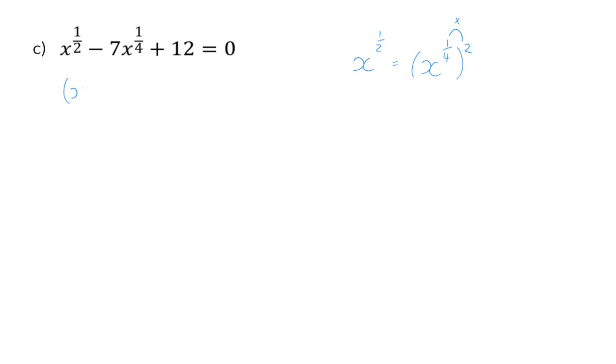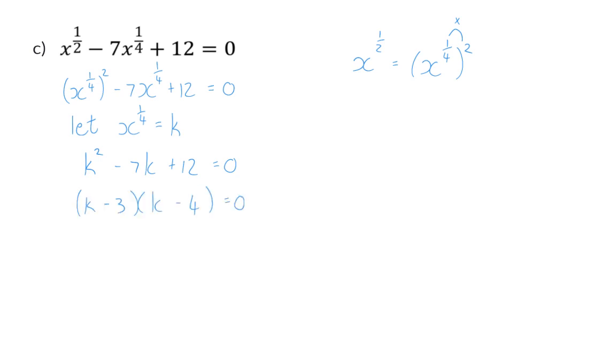Therefore, my first step will be to write x to the power of a quarter, to the power of 2, minus 7x to the power of a quarter, plus 12 equal to 0. Now, just for the moment, I'm going to substitute x to the power of a quarter with a k. Because when I do that, I have k squared minus 7k plus 12, which is a normal trinomial that I can factorize. This means we know that k is equal to 3, or k can be equal to 4.